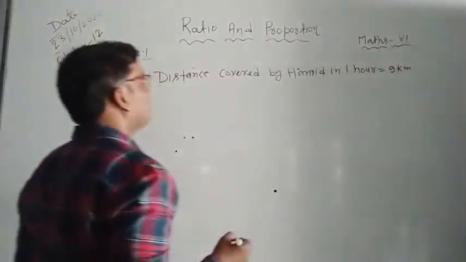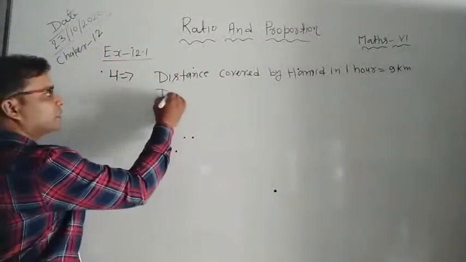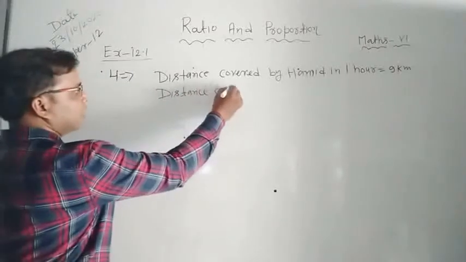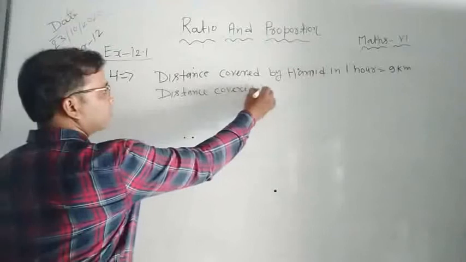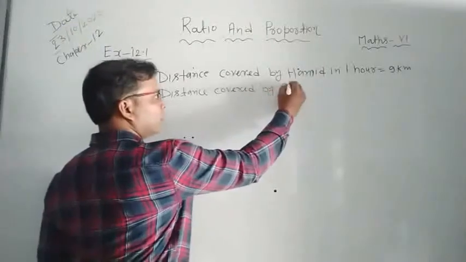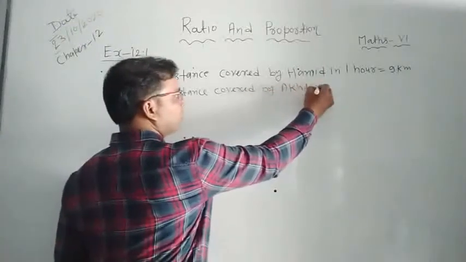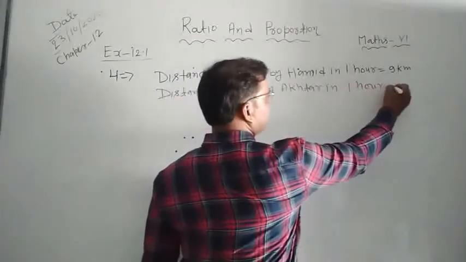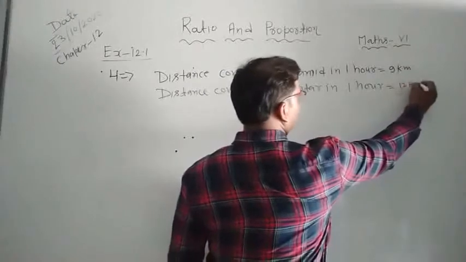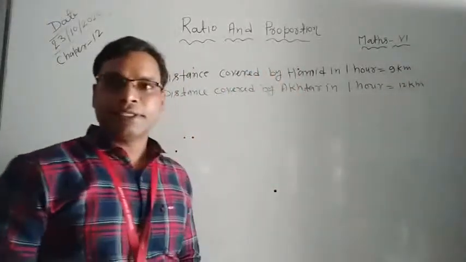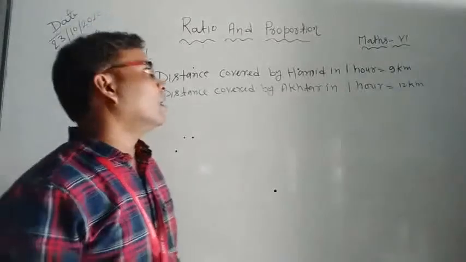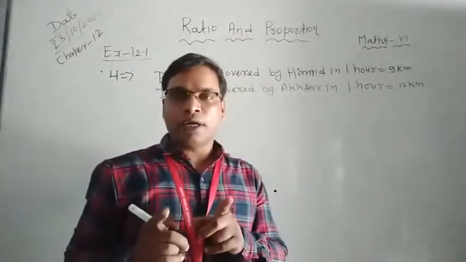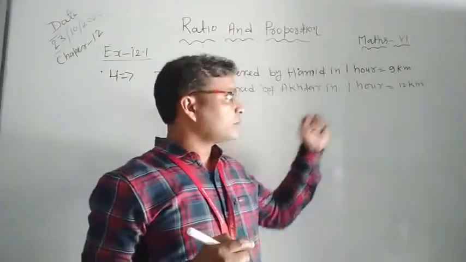And this is given, distance traveled or covered by Akhtar in 1 hour is equal to 12 km. This is given: distance covered by Hamid in 1 hour is 9 km and distance covered by Akhtar in 1 hour is 12 km.